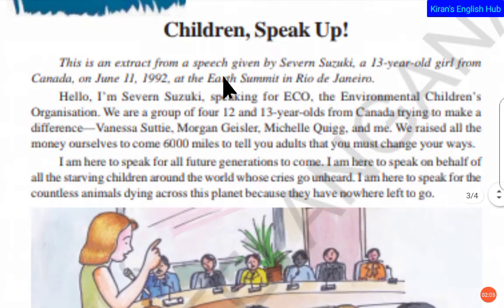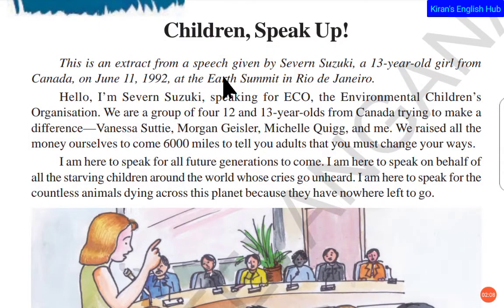So this is an extract from a speech given by Severn Suzuki, a 13-year-old girl from Canada, on June 11, 1992 at the Earth Summit in Rio de Janeiro. What do you mean by extract? Extract is like a part. It is just a part of the speech which is made by a 13-year-old girl. Her name is Severn Suzuki, and she is from Canada. And this speech was given on June 11, 1992, at the Earth Summit.